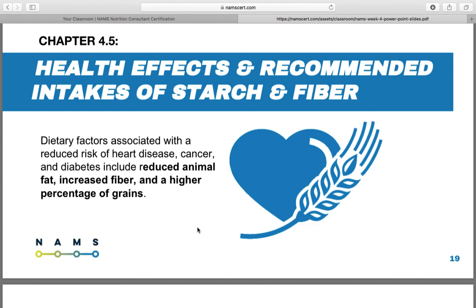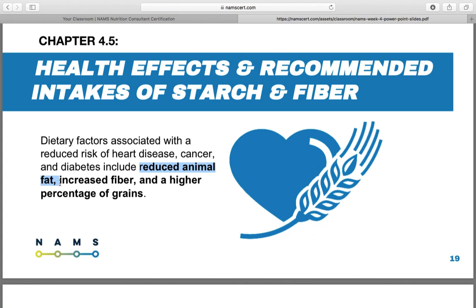Dietary factors associated with a reduced risk of heart disease, cancer, and diabetes include reduced animal fat, increased fiber, and a higher percentage of grains. So it says right here, guys, reduced animal fat. Okay? So you want to watch how much red meat you're taking in, how much steak, and how much beef. You can absolutely eat it, but we just have to maybe limit the amount that you're taking in. And we have to look at a lot of different factors, like cholesterol and other health factors that you might have.